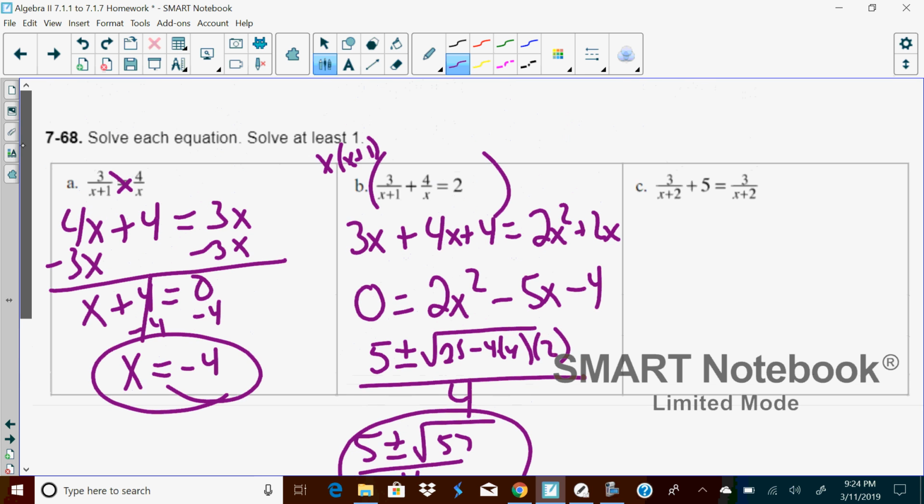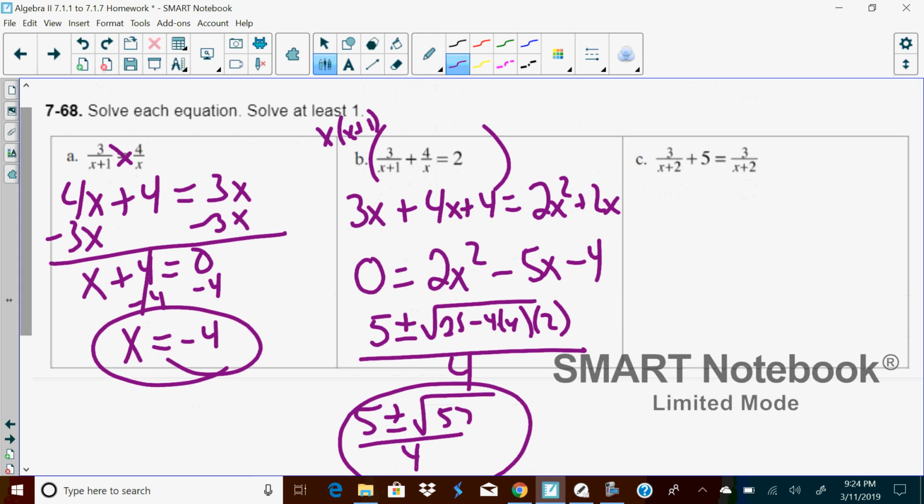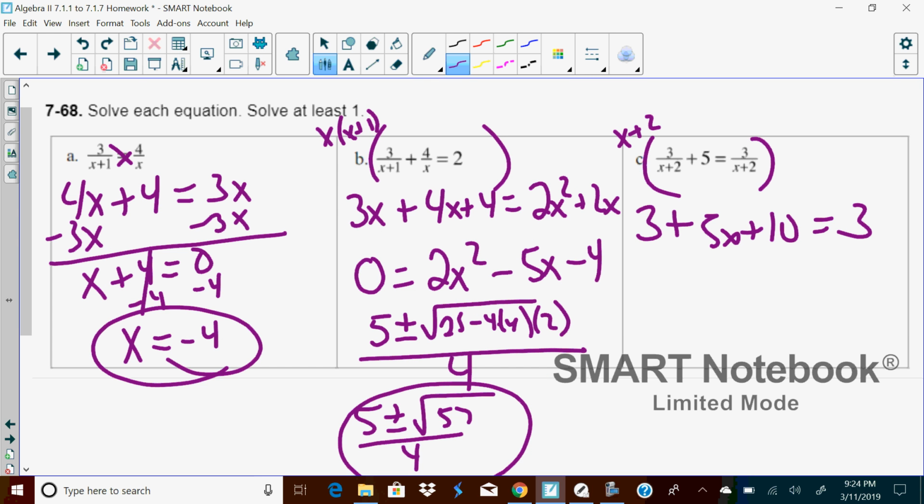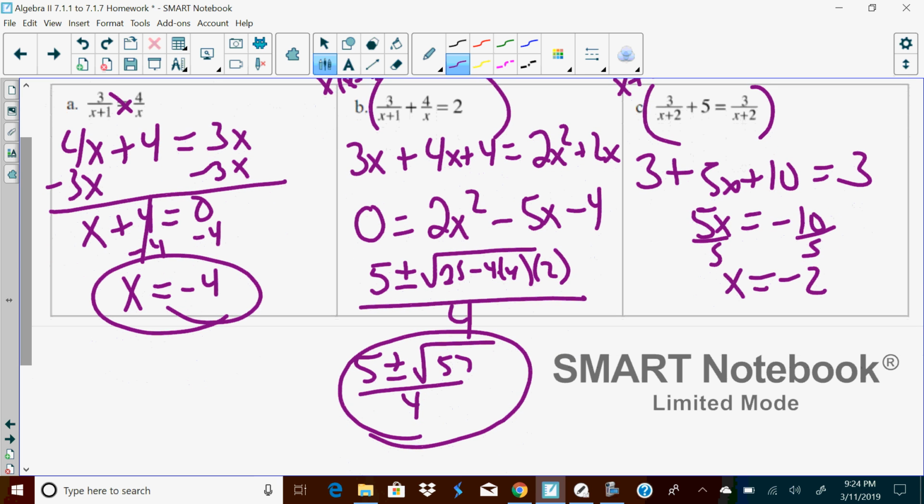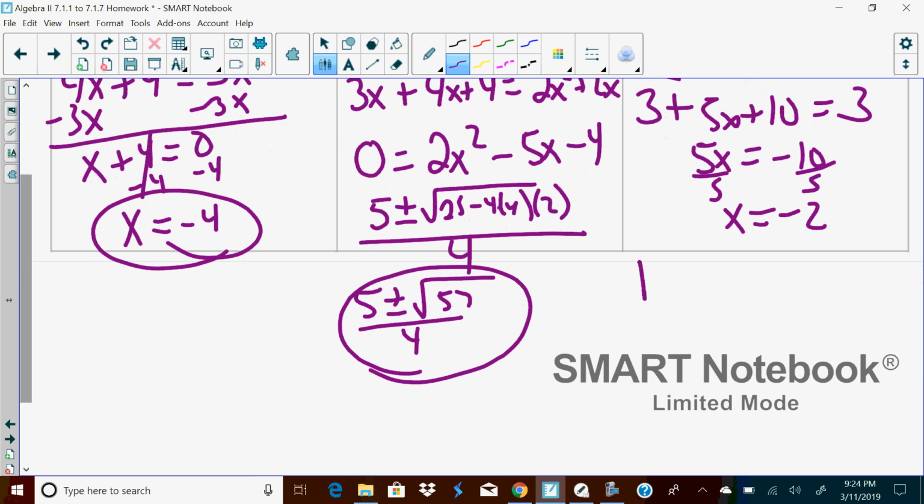And then for c, I'm going to multiply everything by x plus 2. So I'm going to get 3 plus 5x plus 10 equals 3. So I get 5x equals negative 10, because 3 minus 13 is negative 10, divided by 5. So x equals negative 2. But since the denominator can't be 0, and negative 2 plus 2 is 0, the answer is actually no solution.